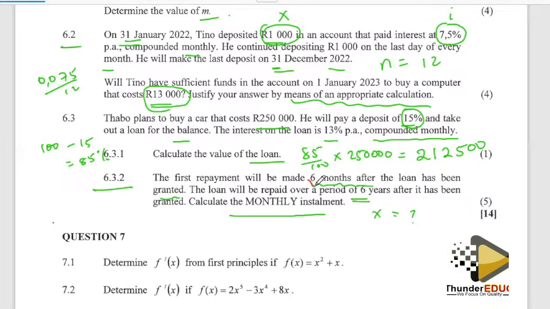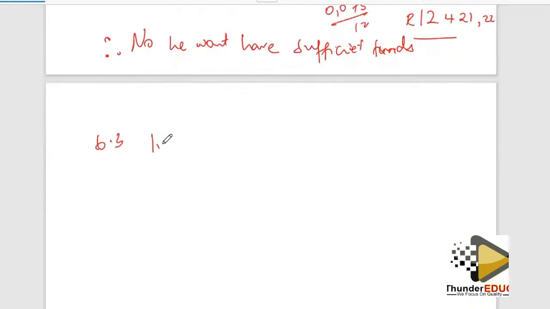So for the first 6 months, the 212,500 is going to grow. And whatever it would have accumulated to after 6 months, that's what we're going to use as our present value. Since this is a loan, remember loans fall under the present value. Investments and savings, future value. So we need to find out the value of the loan amount just after 6 months.